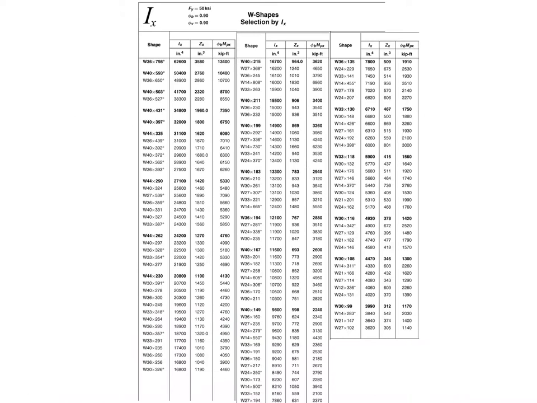So we're going to go to this table, which contains our moments of inertia, or in other words, our cross-sectional stiffnesses. So this table is for I sub x, which is the moment of inertia calculated around the strong direction, which is the way in which the beam is oriented in order to work most effectively.